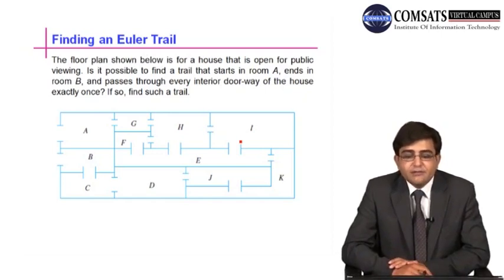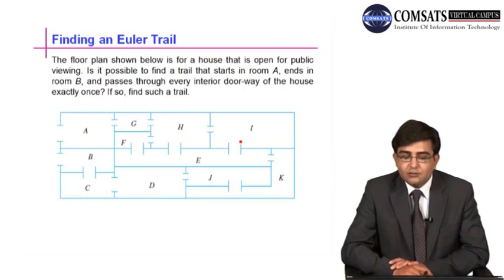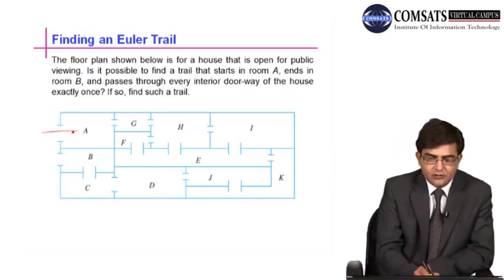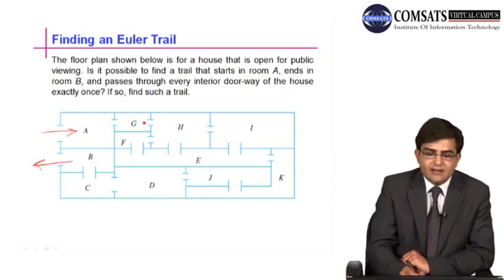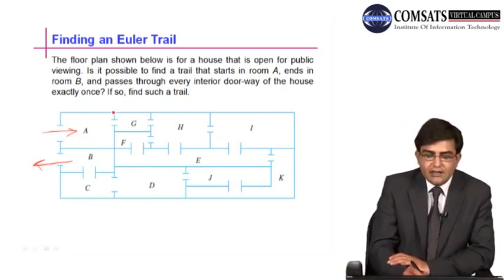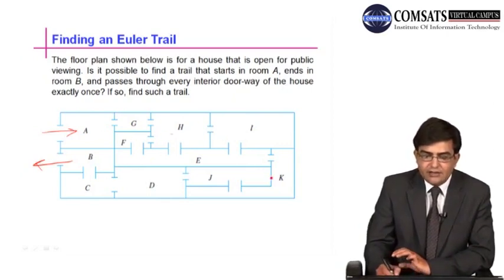So here, is it possible to find a path that starts in room A? So the starting point is room A and the ending point is room B. So he enters from this room, he goes out from this room, and he travels in all the museum, for example, or it could be a park. He visits every room and then goes out.